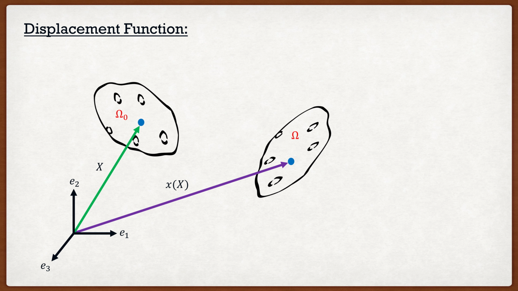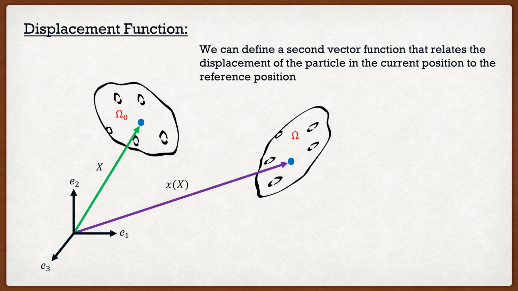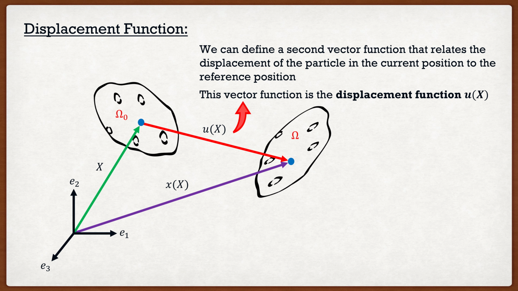But now we can also create a second function, which we call a displacement function. We can define a second vector function that relates the displacement of the particle in the current position to the reference position. If we look at our two vectors already, the green and the purple, they both relate the points to the origin. Now I can create a third vector, which I'm going to call u of x, or a displacement function, which relates the displacement of the two points from one another. It doesn't go to the origin, it's just directly from the point in the reference configuration to the point in the deformed configuration. This vector function is called the displacement function, which is u of x.